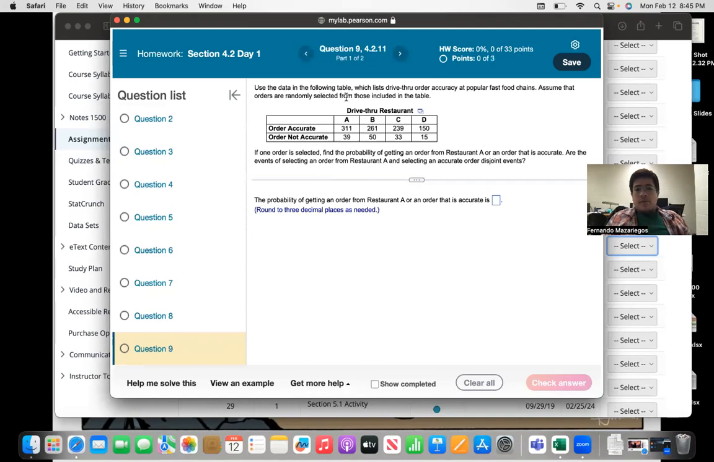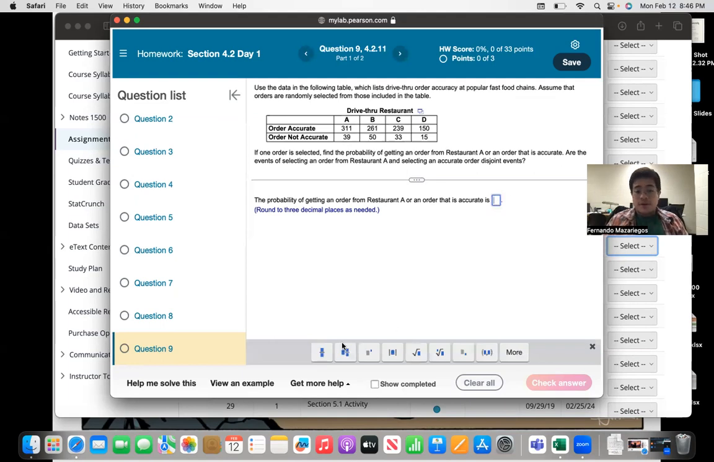Use the data in the following table, which lists drive-through order accuracy at popular fast food chains. Assume that orders are randomly selected from those included in the table. If one order is selected, find the probability of getting an order from restaurant A or an order that is accurate. Are the events of selecting an order from restaurant A and selecting an accurate order disjoint events?